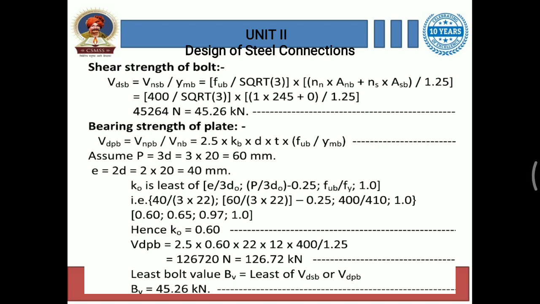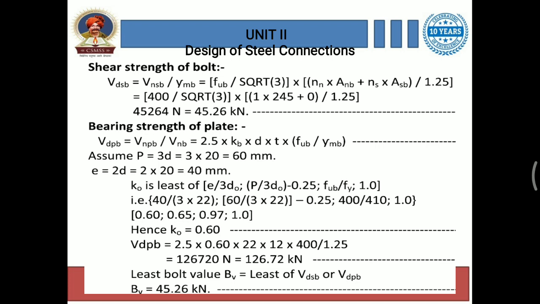Assume p is equal to 3d and e is equal to 2d. These are the conditions we have used. In the previous example, we used p equal to 2.5d and e equal to 2d, same. You can use up to this maximum, p equal to 3d or e equal to 2d, and these are the assumptions according to the IS code.